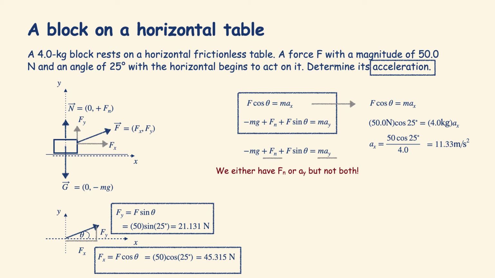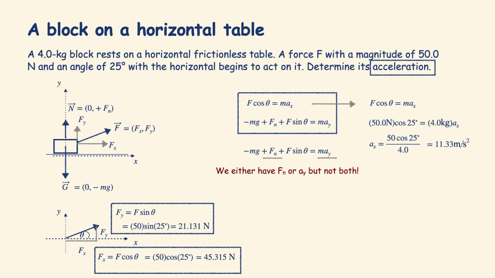And think about it. The block is sitting on the table. It has two possible scenarios. Either the block remains on the table, sliding left and right, and if it remains on the table, it retains the contact with the table, so we have a normal force. But in that case, it's not going up or down, so it has a 0 y acceleration.